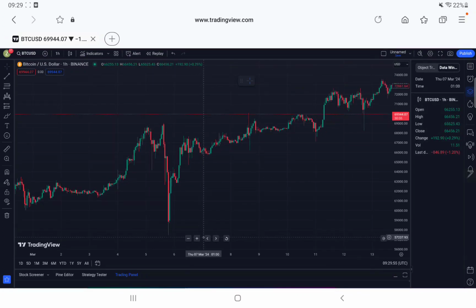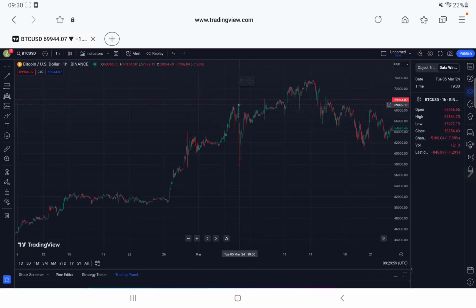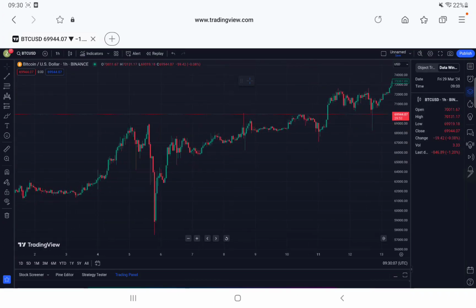Is this our move down to 59? I think that's our move. Was that 69? Yeah. It says it would move down to 57. Yeah, it was about a 59 move, give or take.